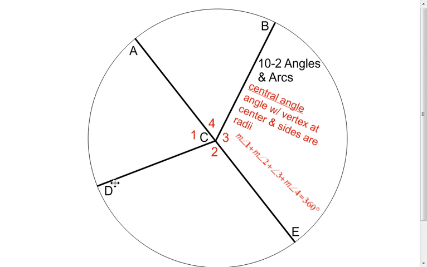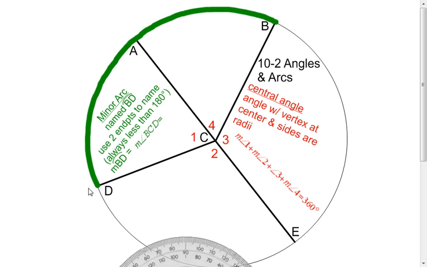So the first thing we're going to talk about is a central angle. Any one of these angles that I have marked is a central angle because the vertex of that angle is at the center, and each side of the angle is a radius of the circle. So it has two radii as sides. And I have a little formula here that says if we take all these angles and add them up, it's going to equal 360 degrees.